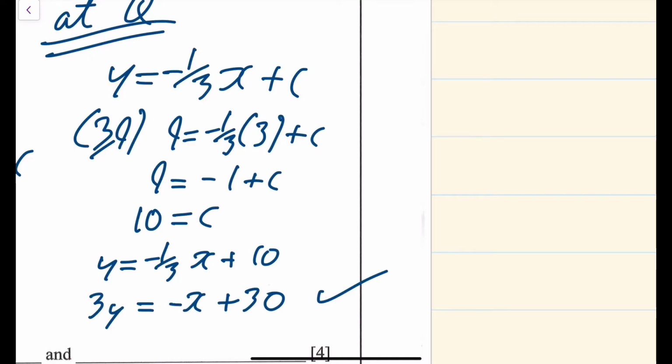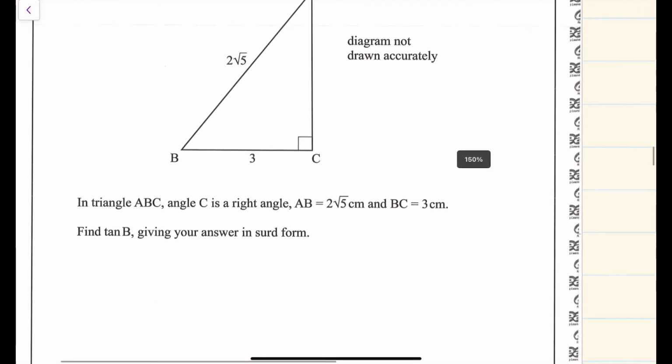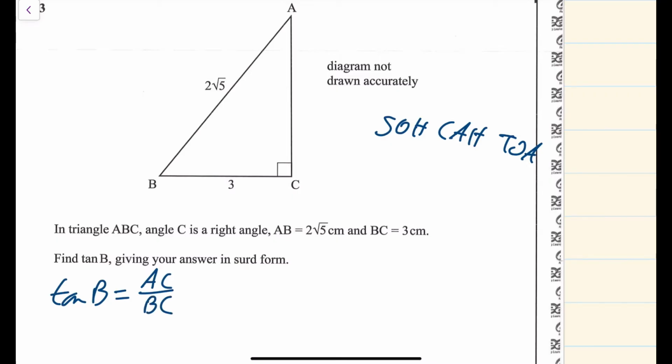Okay, two more questions on our non-calculator paper. Everyone's favourite now, surd question. It says in a triangle ABC, the angle C is a right angle, and AB is equal to 2√5, BC is equal to 3. Find tan B, giving your answer in surd form. So first of all, using the old SOHCAHTOA, tan B will be opposite over adjacent. So that's the AC over the adjacent, which is BC. So we need to find AC basically.